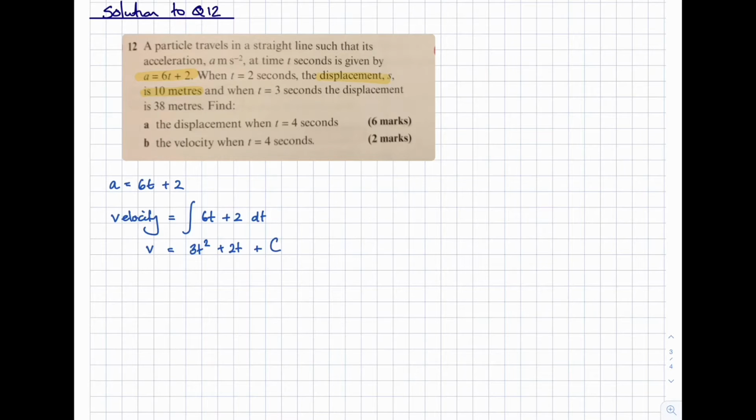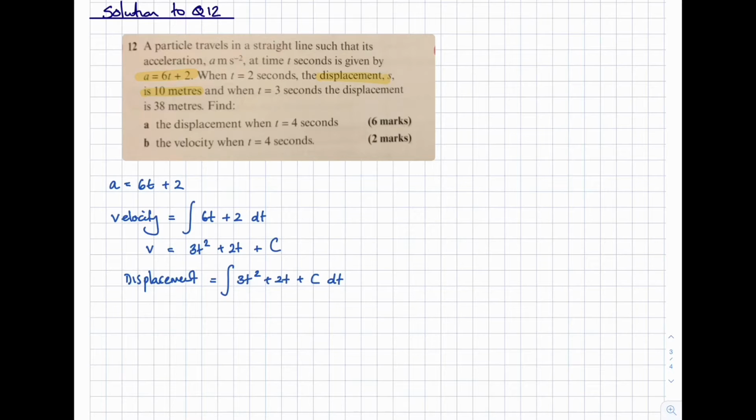And then once we've got velocity, we will need to integrate velocity to give us displacement. Now we don't know anything about this constant of integration here. There's no information about velocity in the question. So we're going to have to just keep that constant of integration in our results over here. So we're now going to say, well, displacement is found by integrating velocity. So 3t squared plus 2t plus c with respect to t.